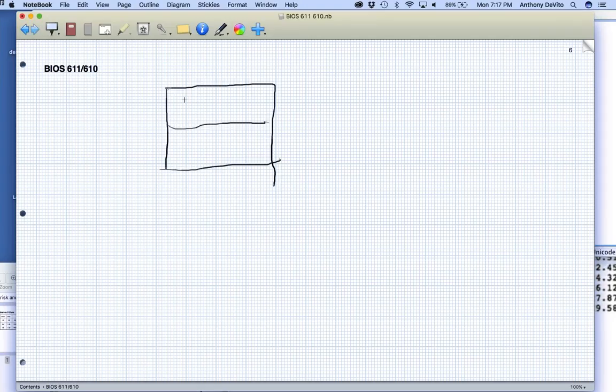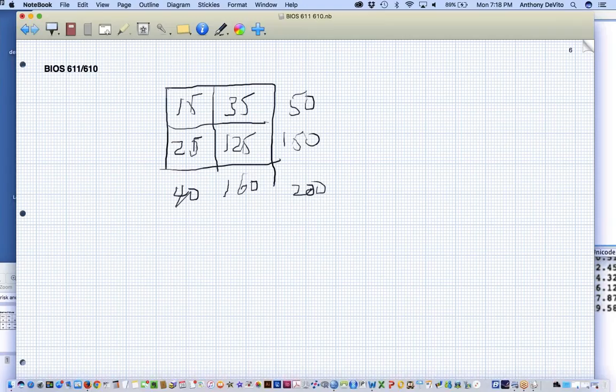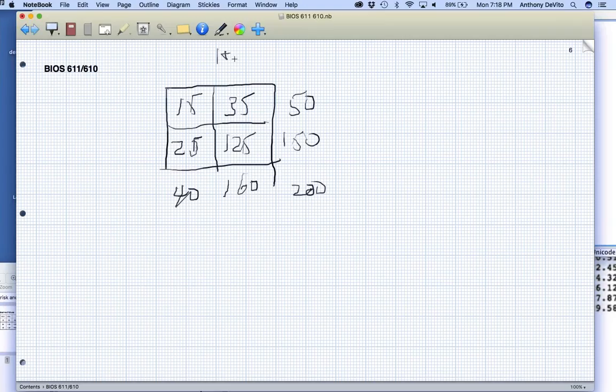Okay, 15, 25, 50, 150. Okay, so notice that's all I had to remember. 35, 125. Okay, so this is 40, and this is 200, this is 160. Okay, looks like I got away. I'm good for another semester.